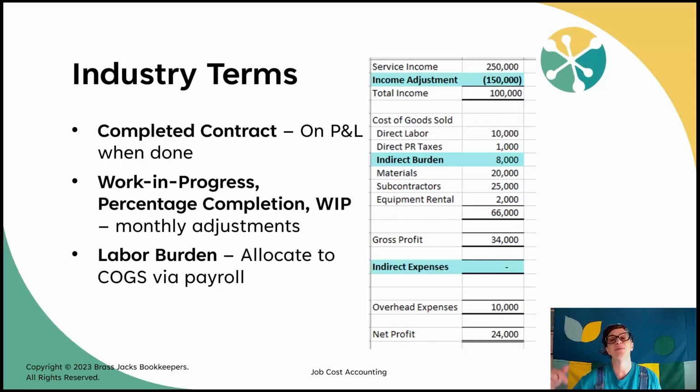And then there's the labor burden. So the labor burden is allocating all of the burden associated with having workers do work for clients, and we allocate it via payroll as another level. So it's not PTB, payroll tax benefits, it's PTL, payroll tax labor burden. Labor burden includes many things, and you're going to be learning about that. So that's an overview of some of the terms.